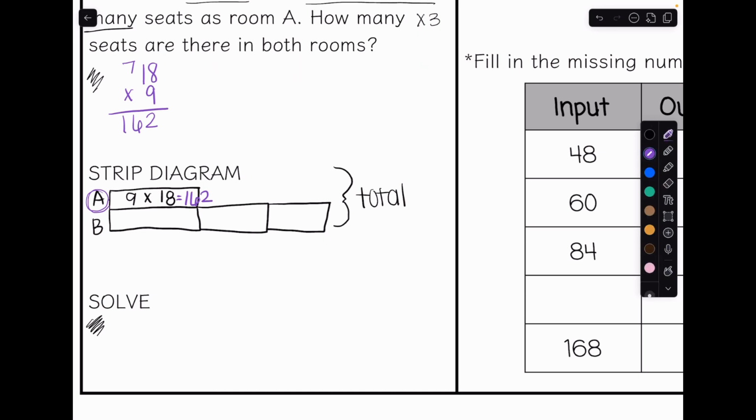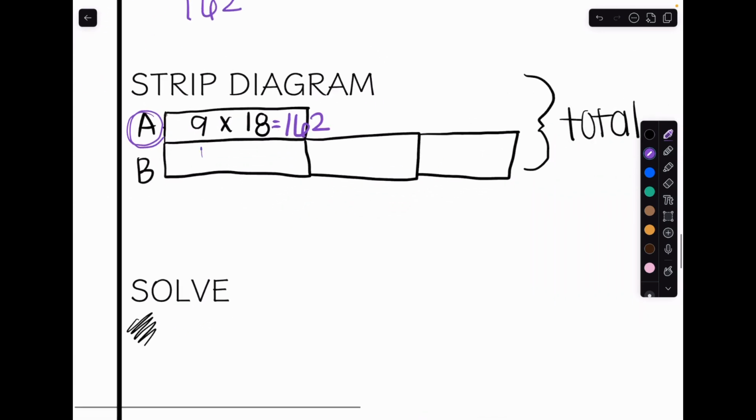Now we have to put 162. Because it says in room B there are 3 times as many. So that means 162 times 3.